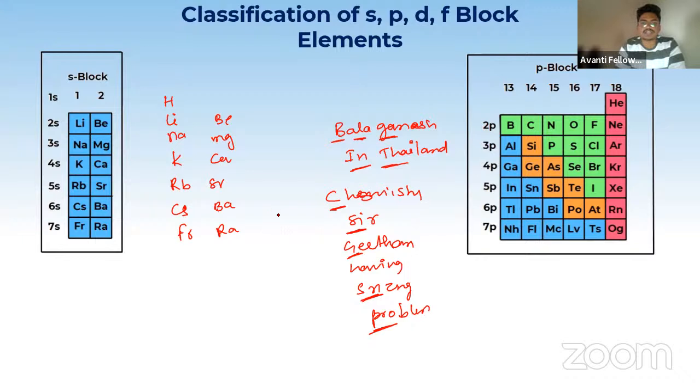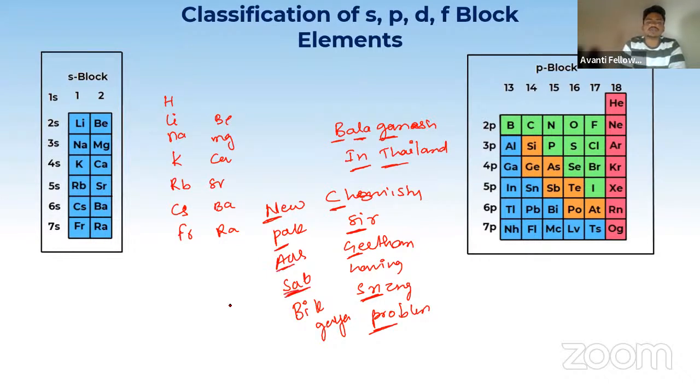Next one is nitrogen. That is New Zealand, Pakistan, Australia, सब बिक गया है. Bik gaya means what? They have been sold out in IPL. So that's why nitrogen, phosphorus, arsenic, Sb means antimony. Sb means what? Antimony. Bik gaya means bismuth. Okay, so this is the trick we learned in the previous classes.